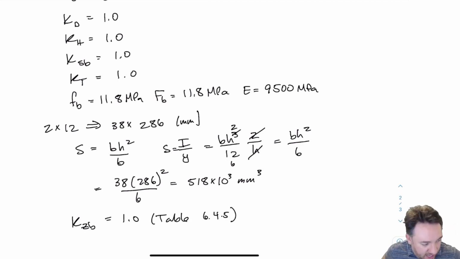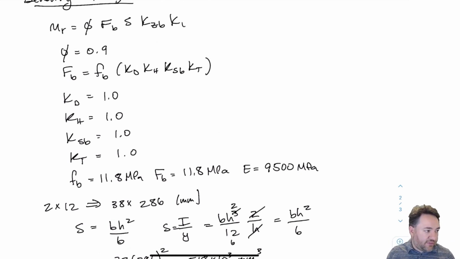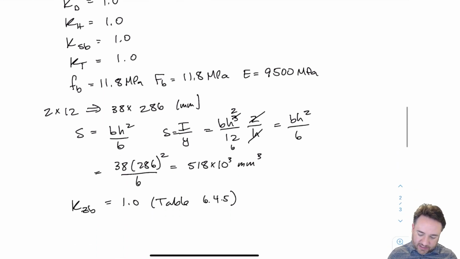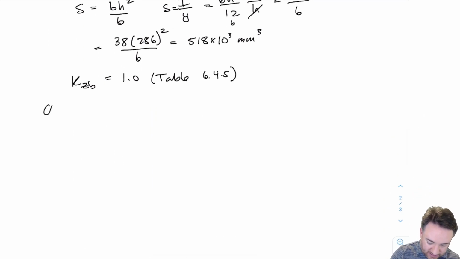Okay, so now we have everything almost in this equation. We have phi, we have FB, we have S, we have KZB. Now we have to figure out KL. And you'll remember that for lumber, we have some situations where we can see if our size and restraints fit into a certain category, then we can say that KL equals 1. So let's check those requirements first and see if that's the case.